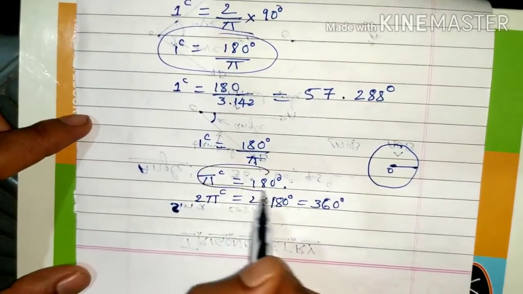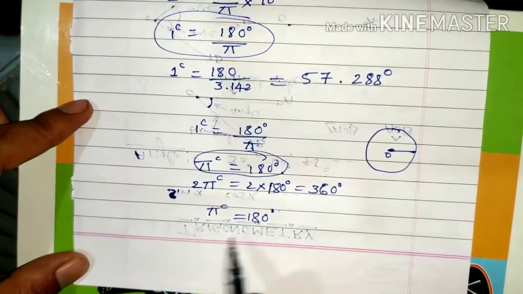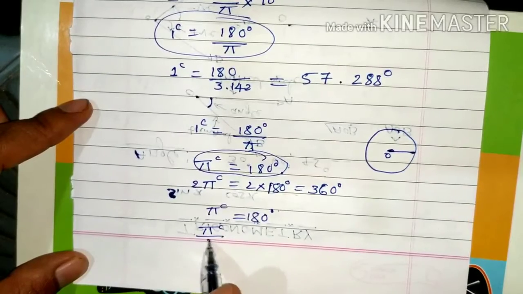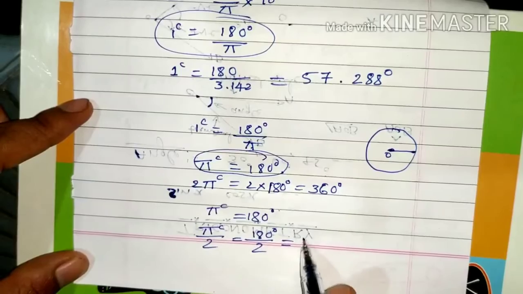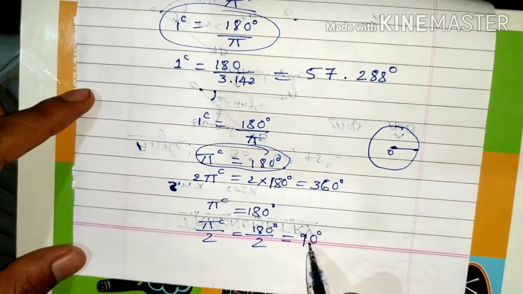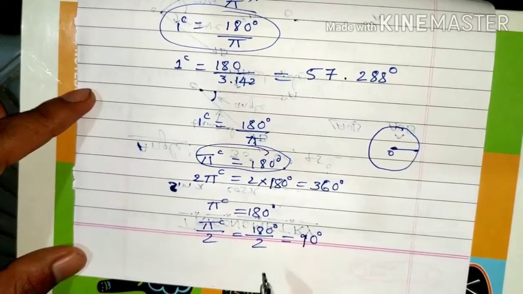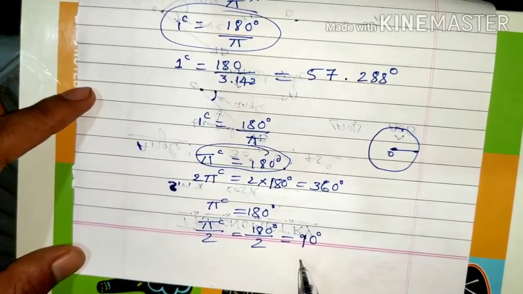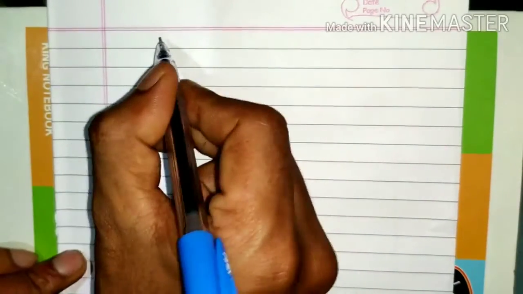Now considering again that pi radians is equal to 180 degrees, dividing both sides by 2, pi by 2 is equal to 180 divided by 2. What is 180 by 2? It is 90. So 90 degrees in terms of radian measure is equal to pi by 2 radians. Similarly, you can find 30 degrees etc.